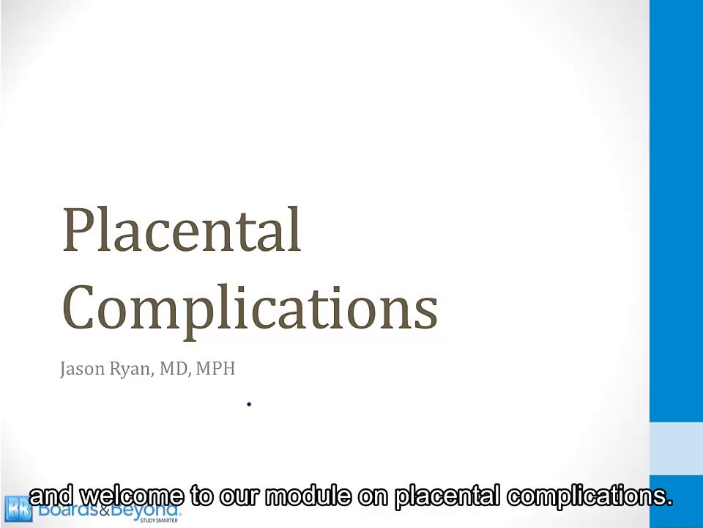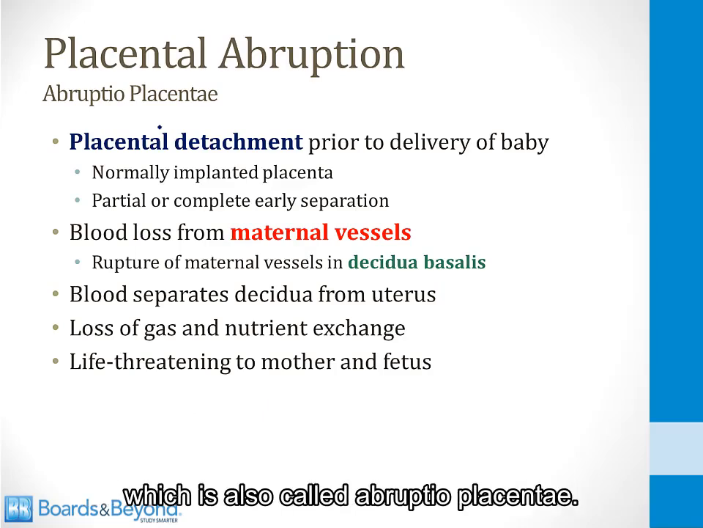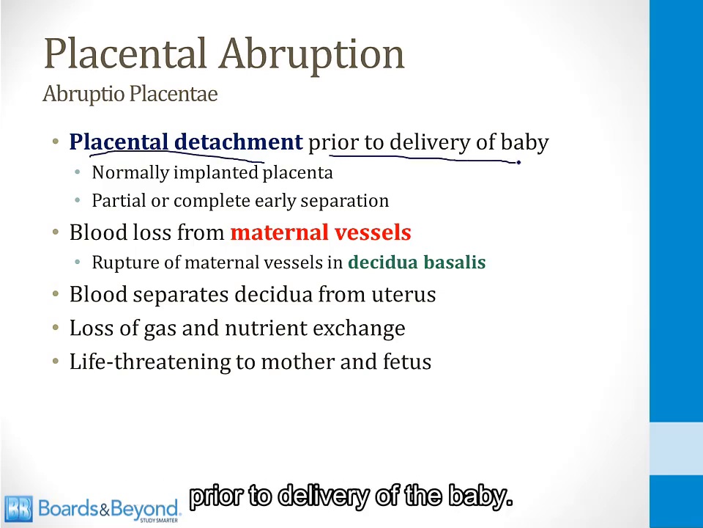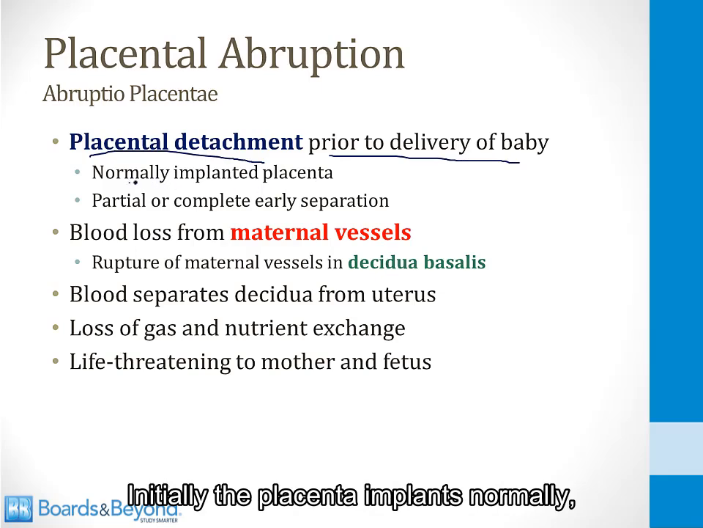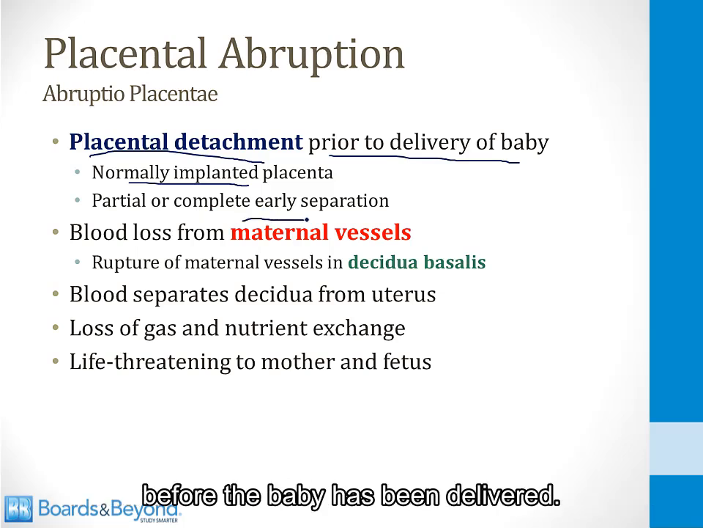Hi everybody, and welcome to our module on placental complications. Let's start by talking about placental abruption, which is also called abruptio placentae. In this condition, the placenta detaches prior to delivery of the baby. Initially, the placenta implants normally, but then there is partial or complete separation early before the baby has been delivered.